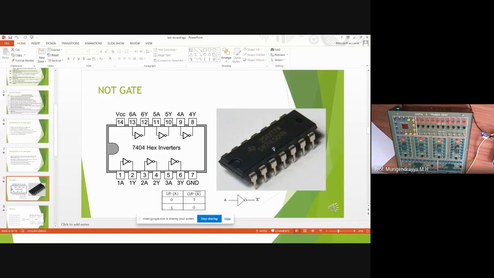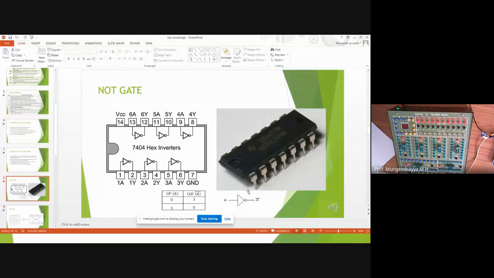This 7404 has 6 NOT gates integrated. 6 NOT gates are integrated in one IC called 7404. You can use any number from 1 to 6 NOT gates if you require. So how can you access these gates? These gates are accessed through the IC pins. Say these are the pins, and the actual IC looks like this. We will see while doing the demonstration.